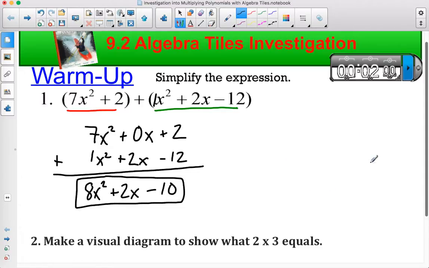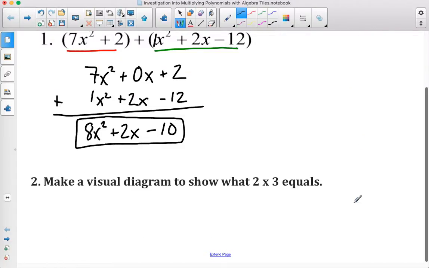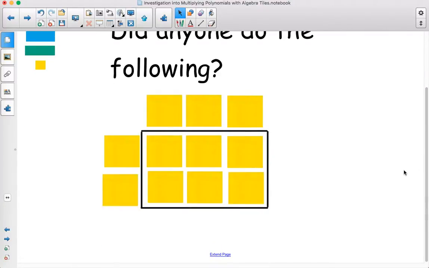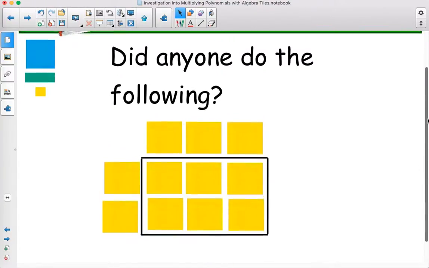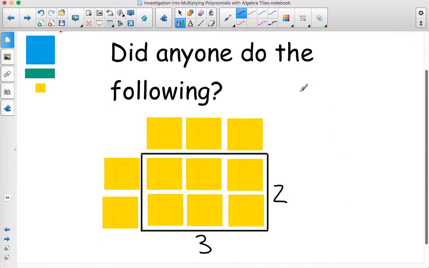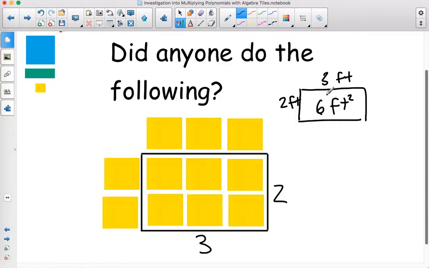Second one, I wish I was here to see what type of creative ideas you came up with, but I was hoping maybe somebody thought to do something like this. To explain why 2 times 3 is equal to 6, did anyone think of it in terms of area? If I had 2 tiles on this side, so this was a length of 2, and this width was 3 wide, I would say the area of that rectangle is 2 times 3. If I had a rectangle that was 2 feet on this side and 3 feet on this side, you would tell me the area is length times width, 6 square feet.